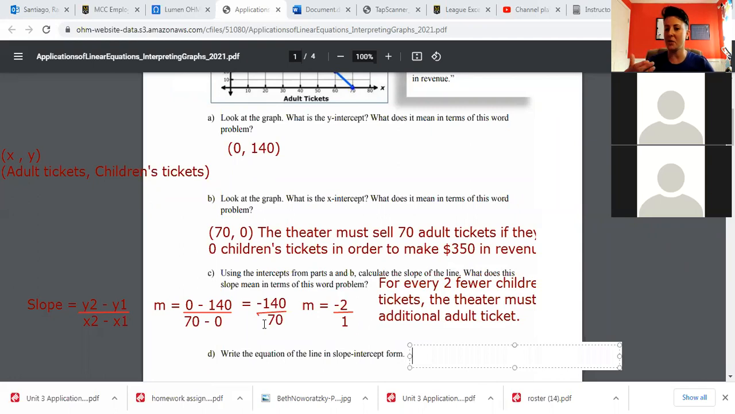We know the slope-intercept form is y equals mx plus b. Y equals, we know that m is -2. We don't need to write -2/1. We could just leave it -2. So -2x, mx, and then plus b. Our b is the y-intercept, which is a positive 140. And that represents the equation of the line.